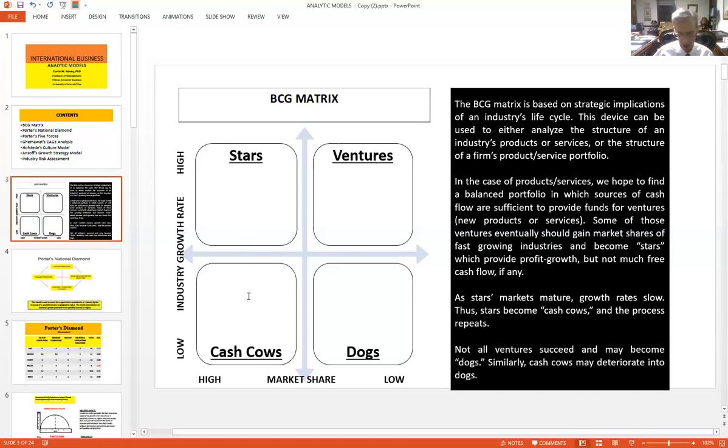The rest of the cash goes here to ventures, which are new businesses. Where would we find new ventures on the life cycle? Where do you think?